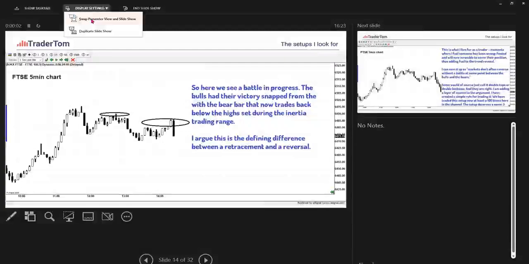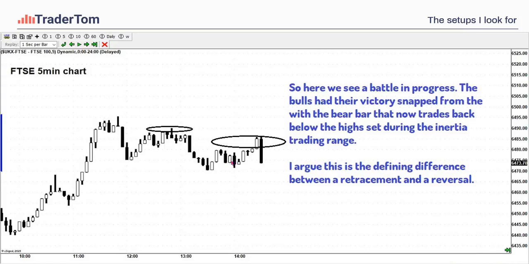And so here's a couple more examples. This is completely identical to what I've just shown you, but this time it's on a 5-minute chart. You have a trading range, you have a break up, and then you break down. And I believe that that's the defining difference between a retracement and a reversal.